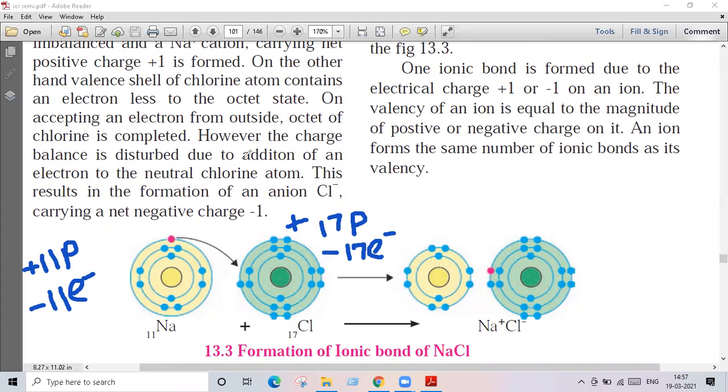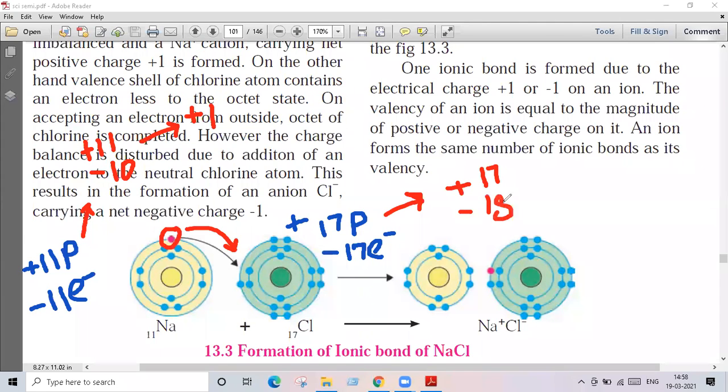I'll tell you here. One electron of sodium went away, right? This electron is donated to others. So here plus 11 and one electron gone, that means minus 10. Plus 11 minus 10 gives you plus 1. Here, one electron came, so this becomes plus 17 and minus 18. Solve this, you get minus 1. Are you getting it?